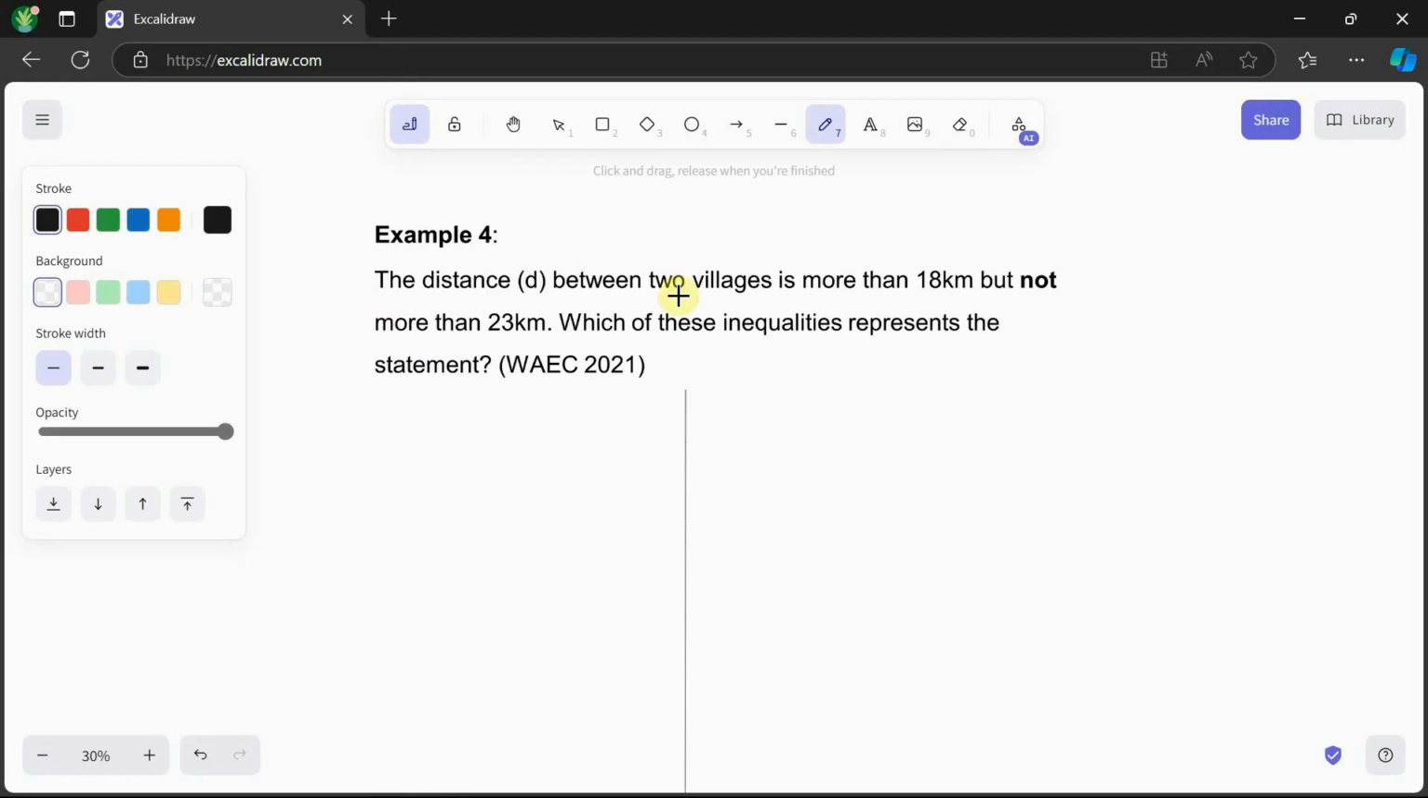So we know that D is more than 18 kilometers, right? So D will be more than 18 kilometers. Of course, D cannot be more than or equal to, right? Because the question does not tell us that. It just says it's more than. If it's more than something, it cannot be that thing.